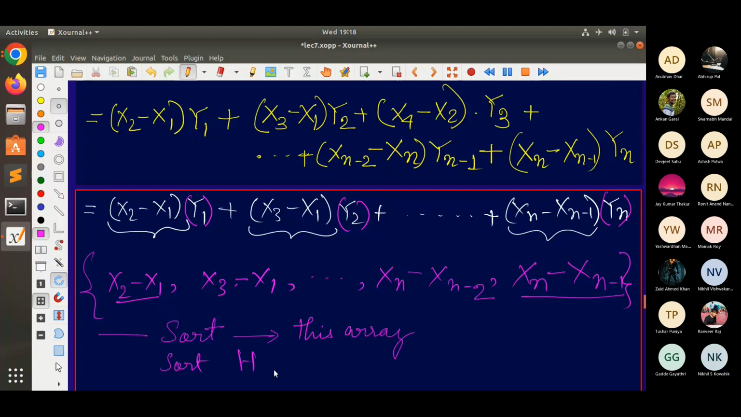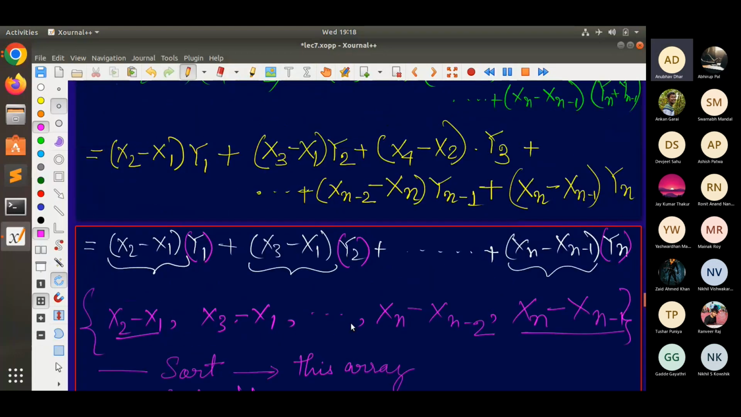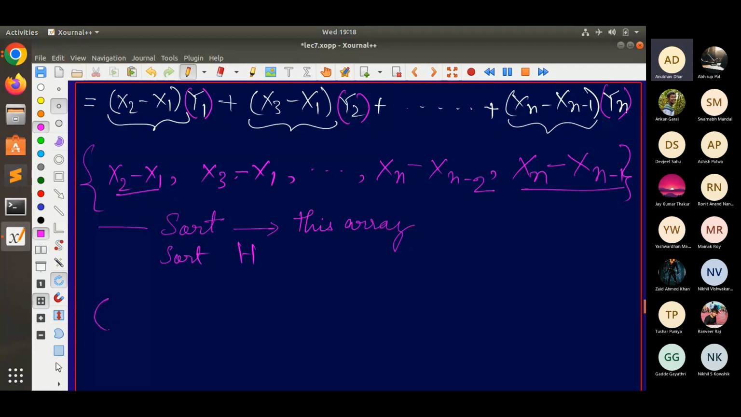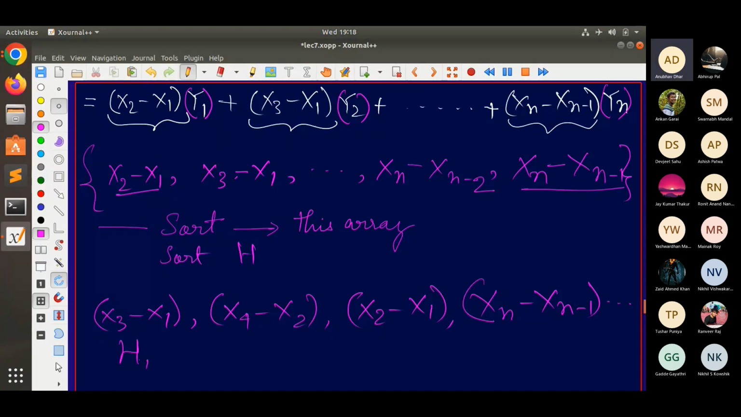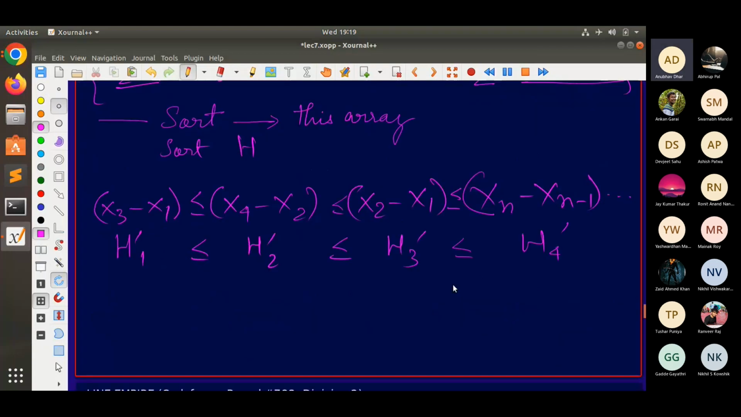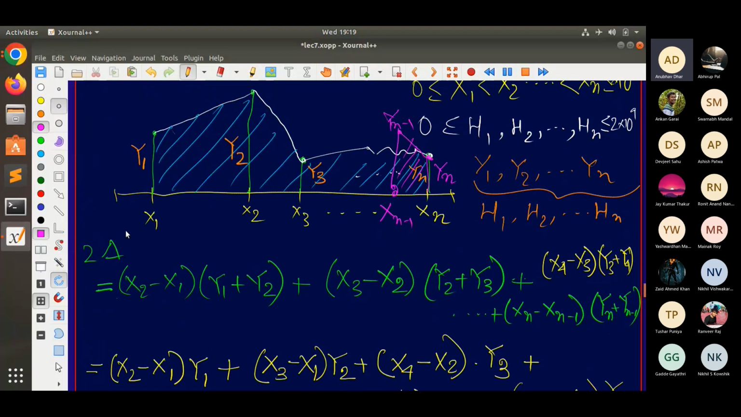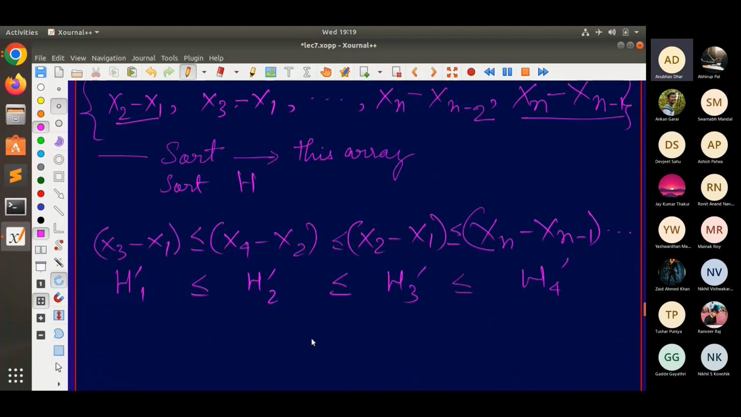Sort h. And that would give you the maximum value. Why? Because after sorting this, you get something like x3 minus x1, x4 minus x2, x2 minus x1, xn minus 1, and then you pair this up with the sorted version. I'll just call them h prime 1, h prime 2, h prime 3. Since you have sorted these two arrays, you will have the perfect setting that you had in the rearrangement inequality, and then you can prove that the dot product of any other permutation would give you a worse answer. So the final answer would be this dot product, and maybe you need to take care of this times 2. So yes, that's the complete solution. Sort this, sort h, and then take the dot product.